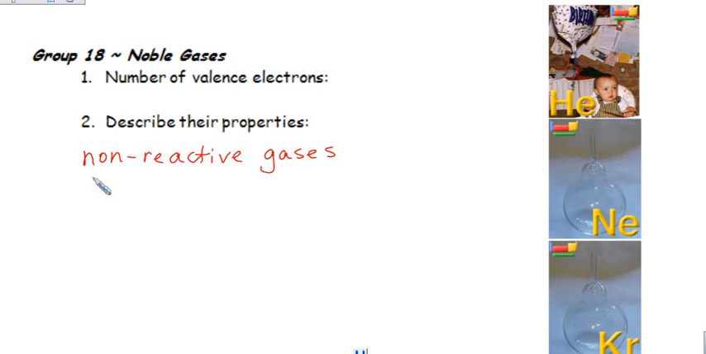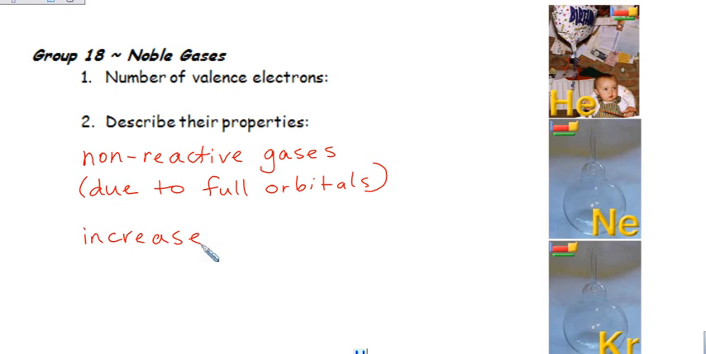That's because they have full orbitals. They're all going to end with full S's, full P's, full D's, very stable, which is why they don't need to react with anyone else. Stable as they are. I guess one other little property that we could put down, like the halogens, they do increase in density going down a group.